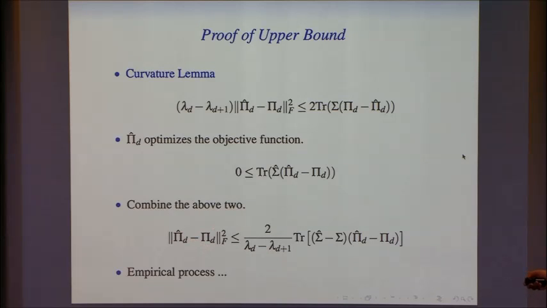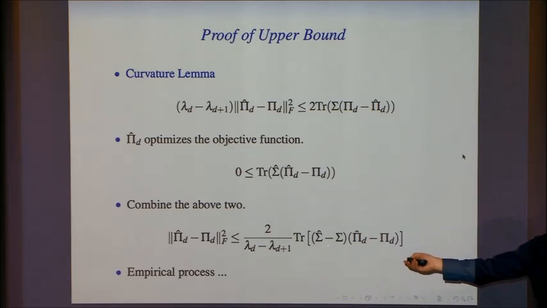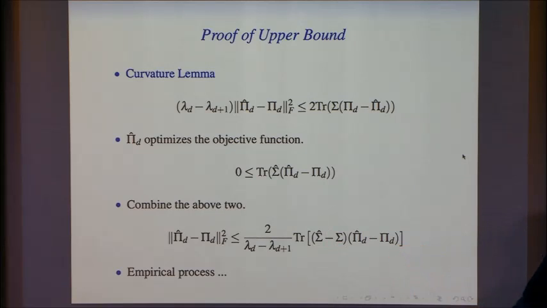This part is our estimation error, and this part can be bounded by an empirical process, because we hope this matrix is small. It's the random error part. And the rest is some careful analysis using empirical process and some other techniques like the peeling thing.